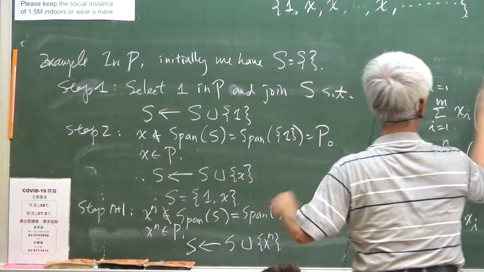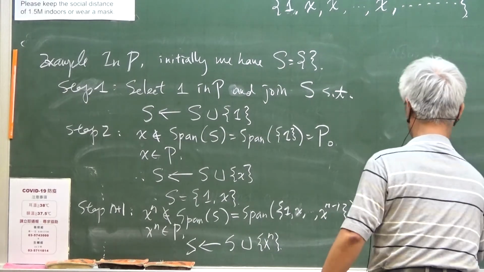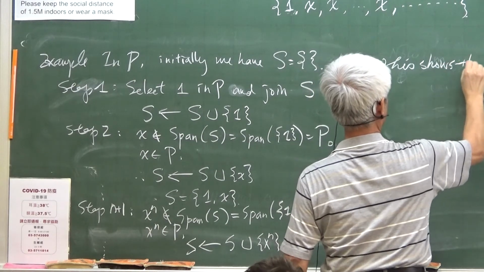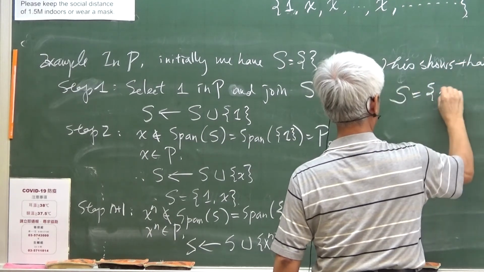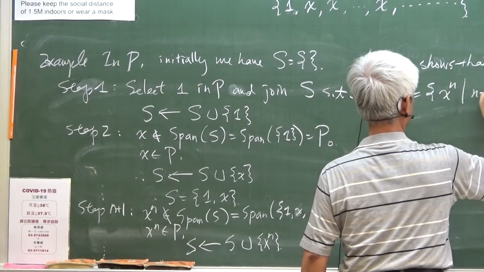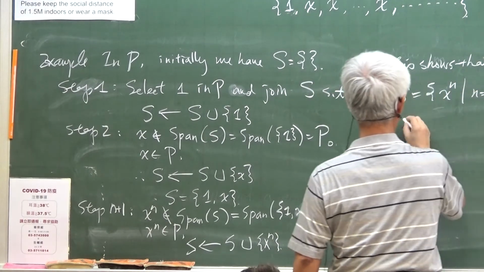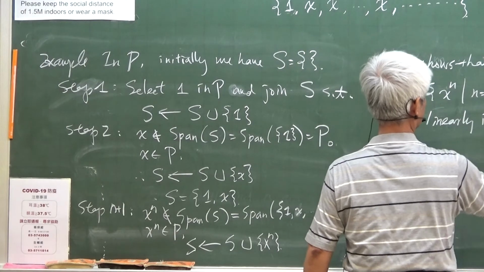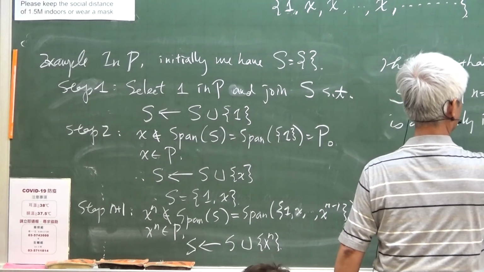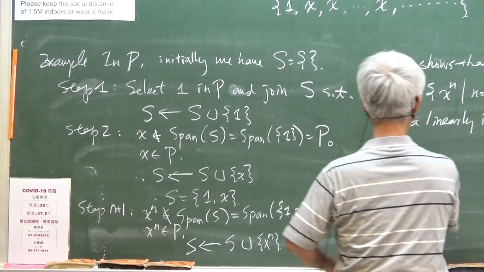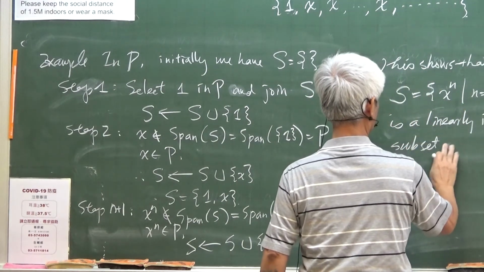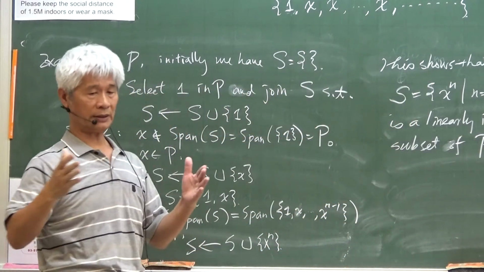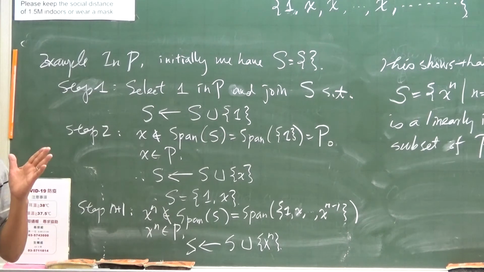So the end is that this shows that the set of x^n is a linearly independent subset of P. So from this example, we can construct an infinite set which is linearly independent.